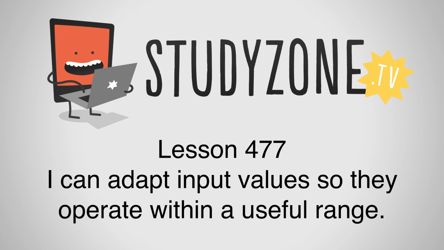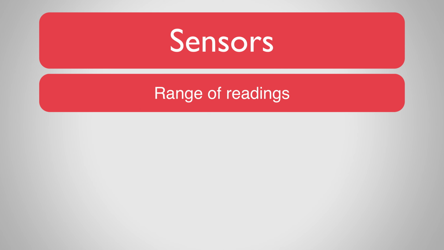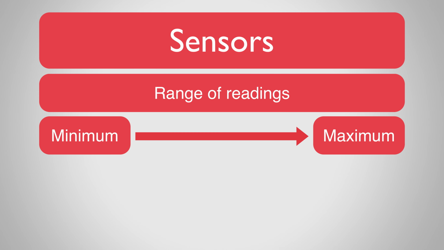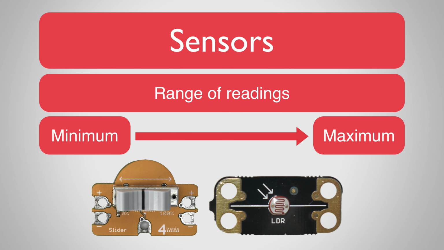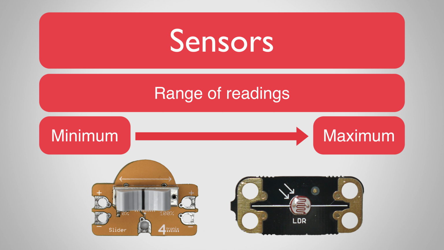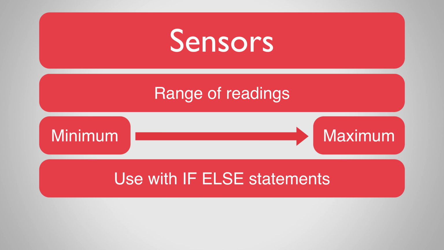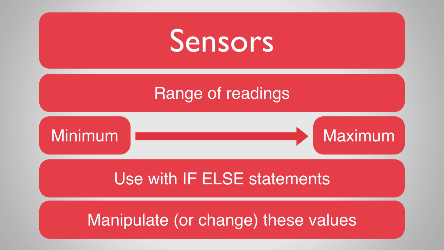We've already seen how some sensors provide a range of readings, from a minimum through to a maximum value, such as this slider or this light-dependent resistor. We've also seen how we can use these values along with if-else statements and logical operators to change the way our programs run. Now let's learn how to manipulate or change these values so they operate within a different range, a range that's more useful for our projects. Let me show you what I mean.